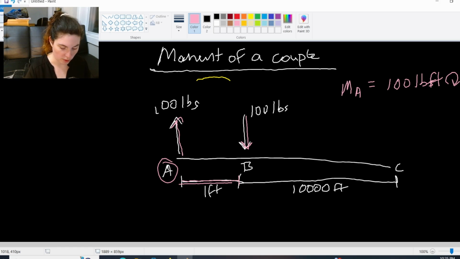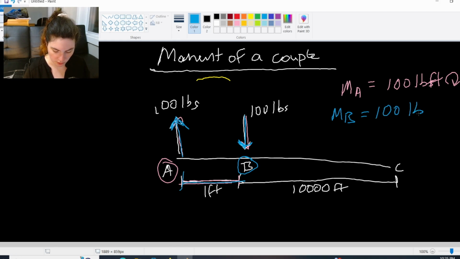Same as if we took the moment about point B. We wouldn't count this force, because the line of action of this force goes through point B, so all we care about is this 100-pound force up here. So that's also going to be 100 times 1 foot, which gives me 100 pound-feet, and again, it's going clockwise. So these are the exact same, even though we took the moment about two different points.